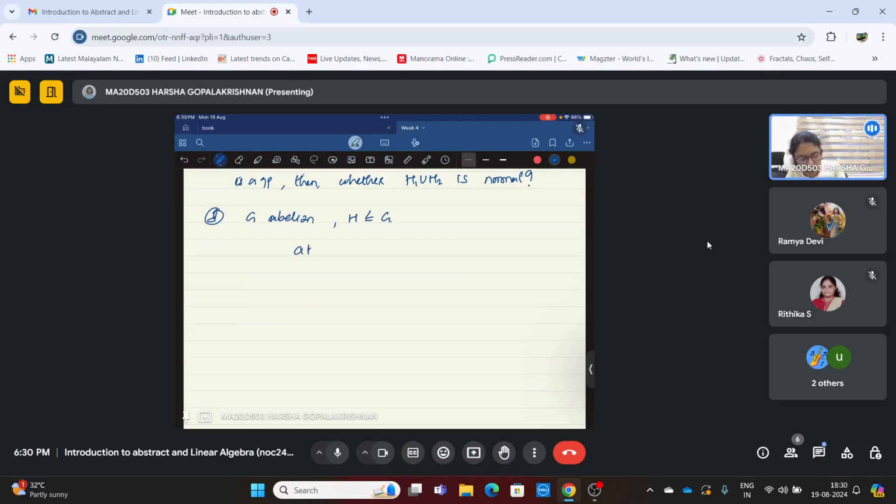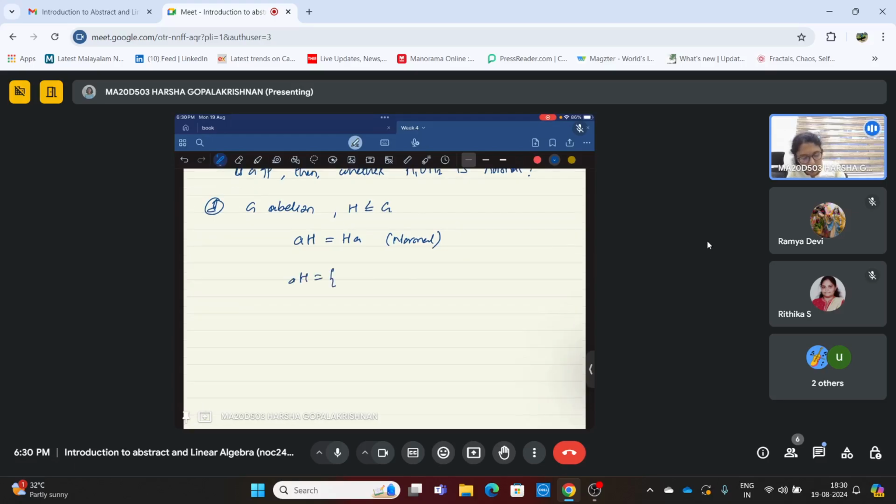For that, what do we need? AH should be equal to HA. This is the condition for normality. Now, what is AH? AH equals the set of all AH such that H in H. Again, A into H and H into A are the same because they are basically coming from the group G, and G is an abelian group. So AH equals HA, both are the same such that H in H.